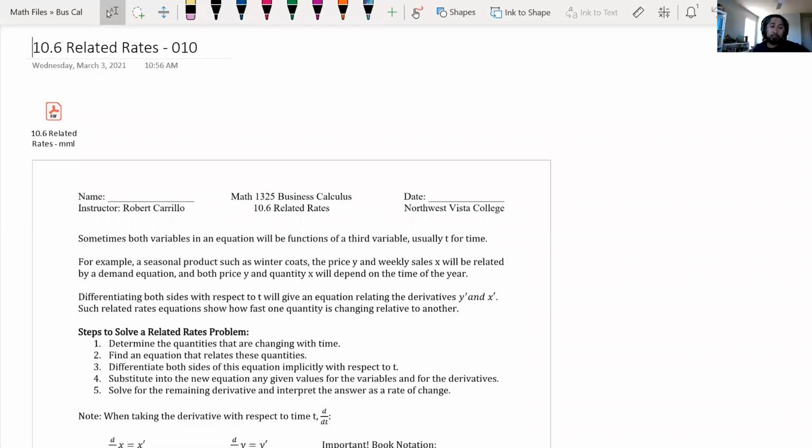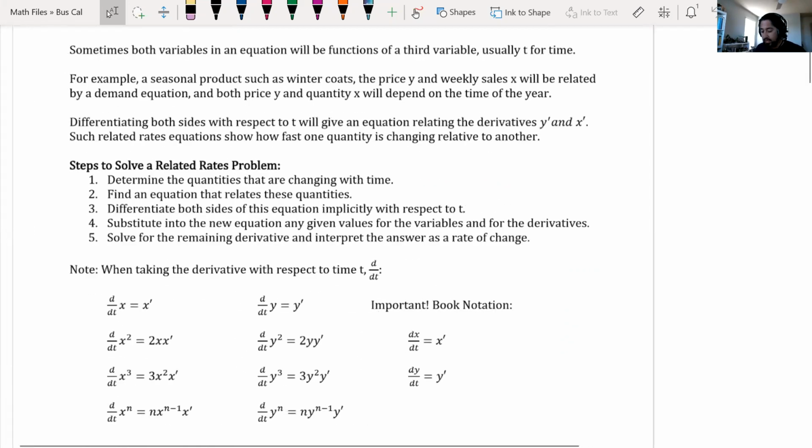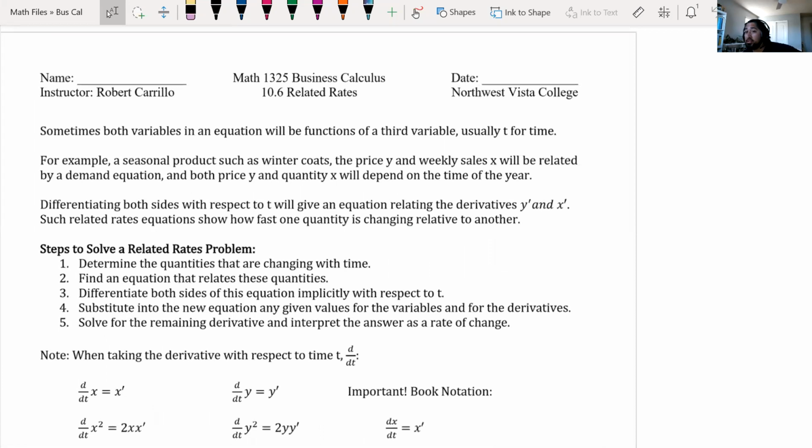So today we have related rates. All right, so this is going to involve, again, implicit differentiation. But this time we are going to implicitly derive x and we're going to implicitly derive y with respect to time, d over dt. So for example, a seasonal product such as winter coats, the price y and weekly sales x will be related by a demand equation, and both price y and quantity x will depend on time.